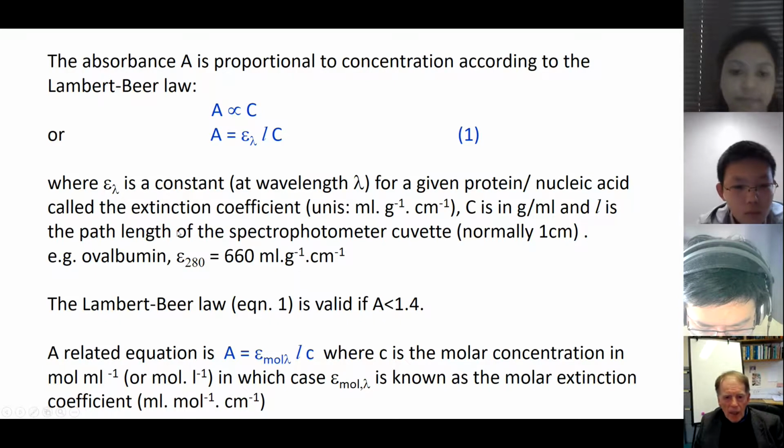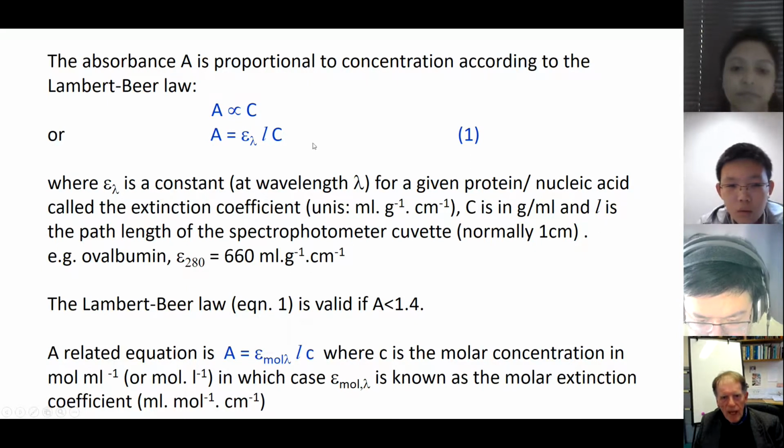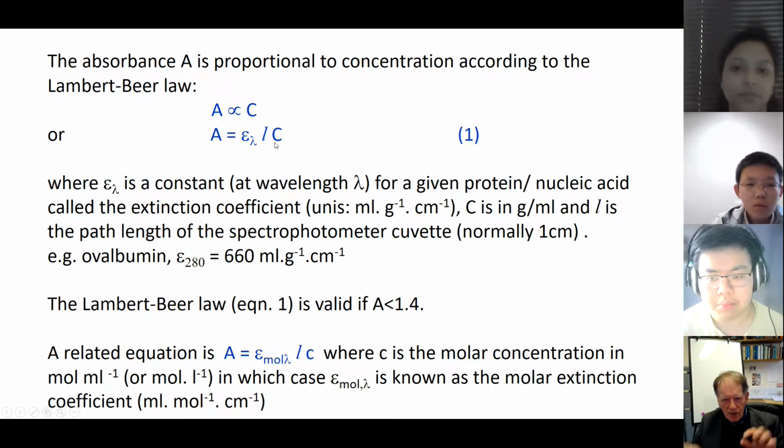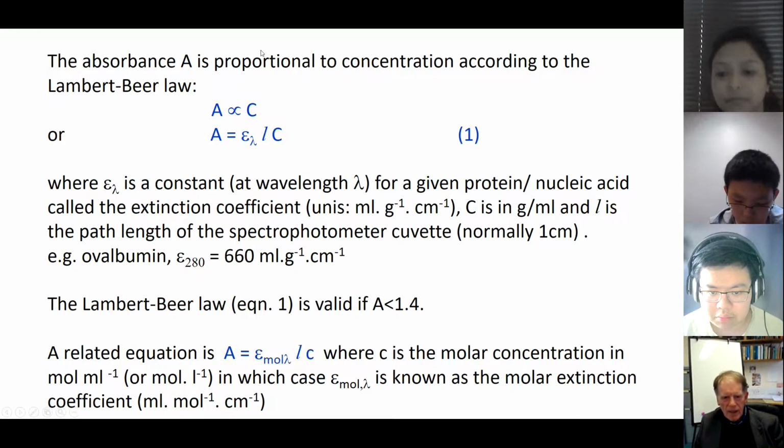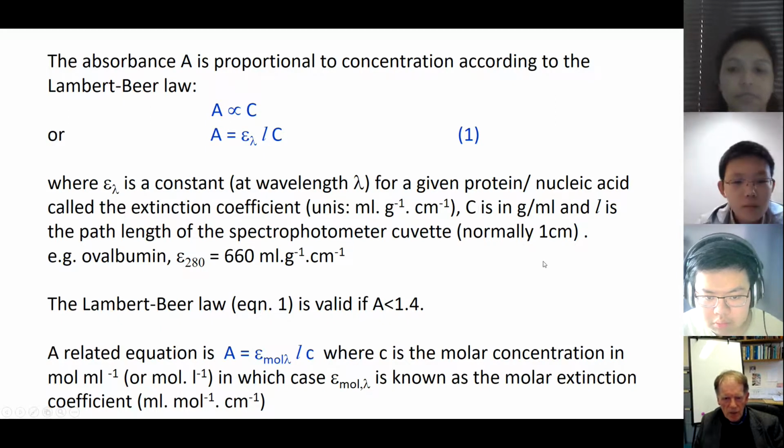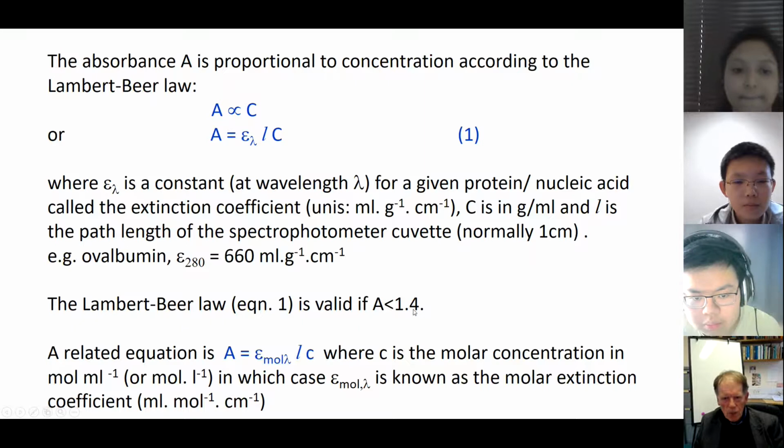So for example, albumin, a protein, has an extinction coefficient at 280 nanometers of 660 mL per gram per centimeter, that is, to the power of minus 1. L is the path length of the cell, so the longer the path length, the greater the absorption, and C is the concentration, the weight concentration. So if you measure the absorption, and you know the extinction coefficient and the path length, you can measure the concentration with a spectrophotometer, provided that the absorbance is less than 1.4.